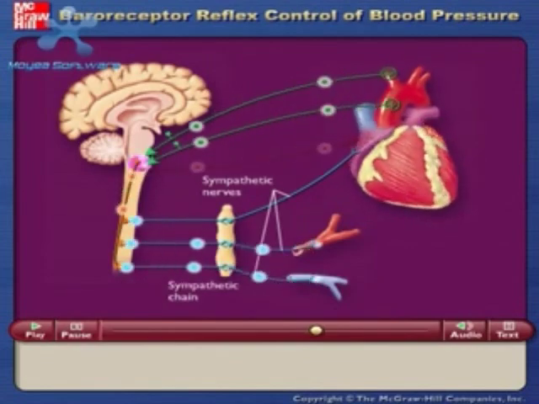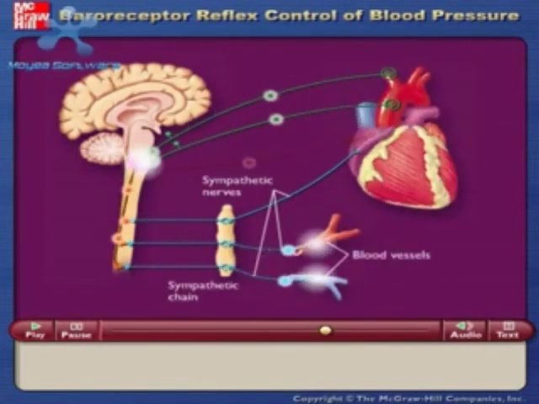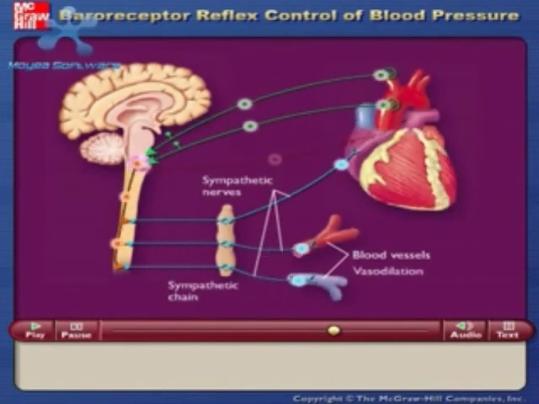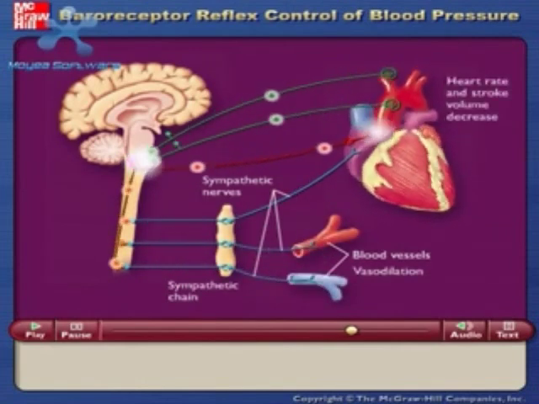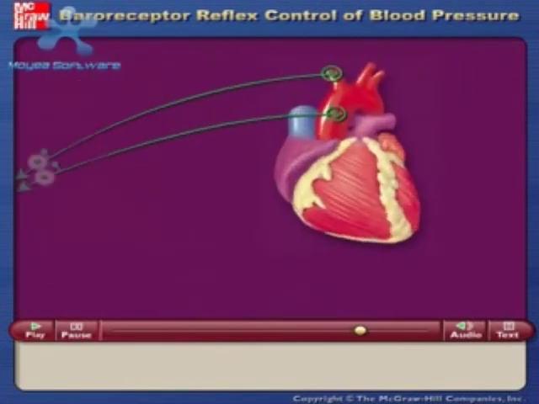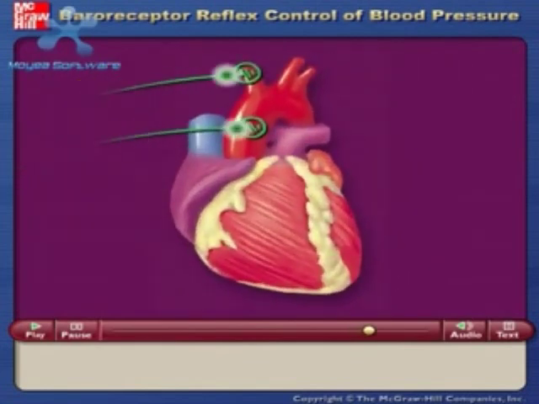The vasomotor center decreases sympathetic stimulation to blood vessels, causing vasodilation. The vasodilation, along with the decreased heart rate and decreased stroke volume, bring the elevated blood pressure back toward normal.